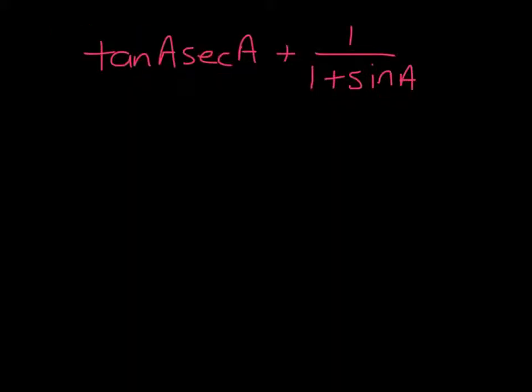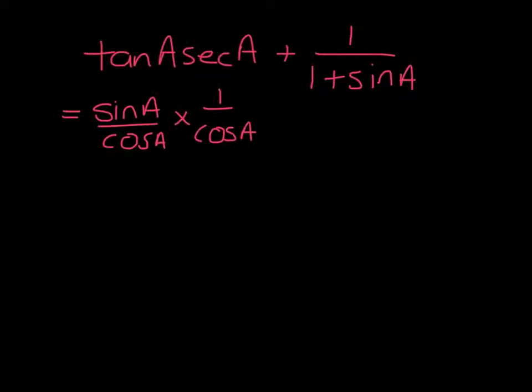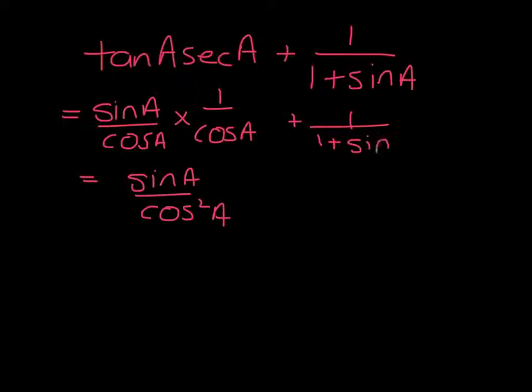I'm going to start here by rewriting tan as sine over cos and rewriting sec as 1 over cos. So I have sine A over cos squared A plus 1 over 1 plus sine A.